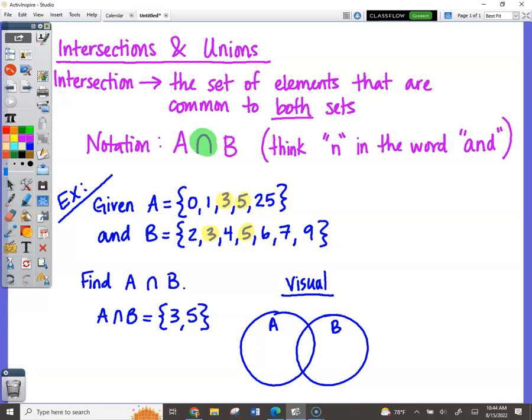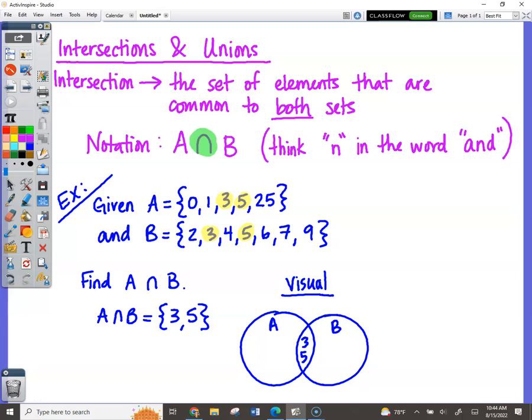But you could list A exactly how it is, you could list B exactly how it is, but when you came to the numbers 3 and 5, you would not write it over here and again over here. You would write it right here in the middle to show that, hey, these two numbers are in both sets. Does that make sense? So that is the intersection of sets A and B.